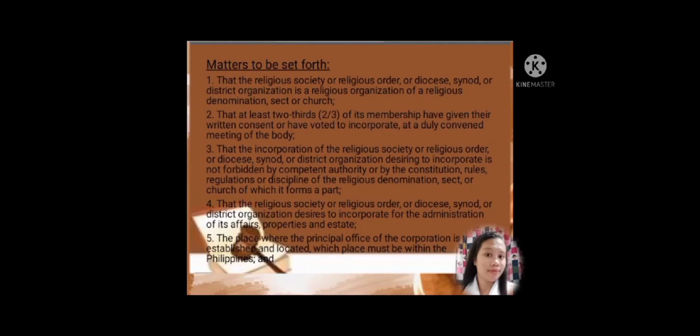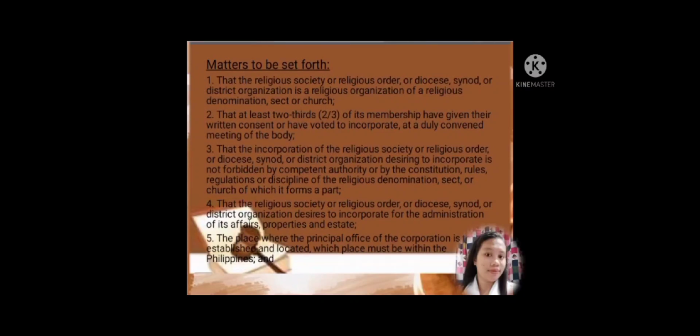Matters to be set forth. Number 1, the religious society or religious order or diocese, synod, or district organization is a religious organization of a religious denomination, sect, or church. Number 2, at least 2/3 of its membership have given their written consent. Number 3, that the incorporation of the religious society or religious order or diocese, synod, or district organization desiring to incorporate is not forbidden by competent authority or by the constitution, rules, regulation, or discipline of the religious denomination, sect, or church of which it forms a part. 4, that the religious society or religious order or diocese, synod, or district organization desires to incorporate for the administration of its affairs, properties, and estate.